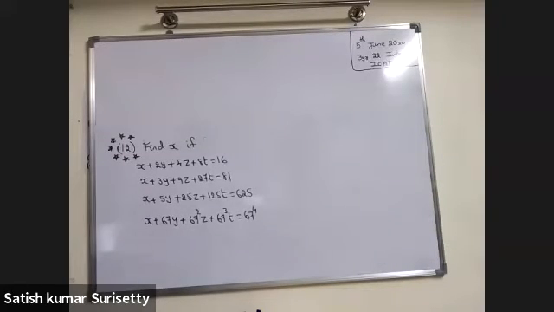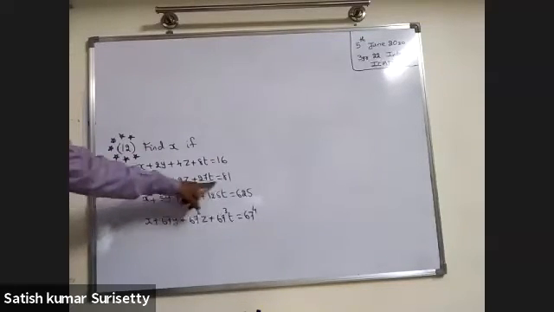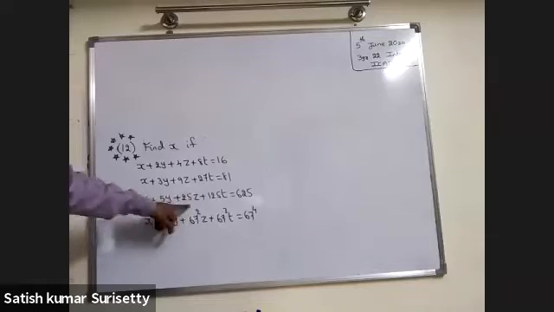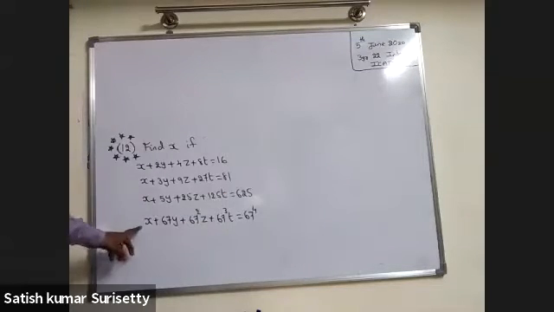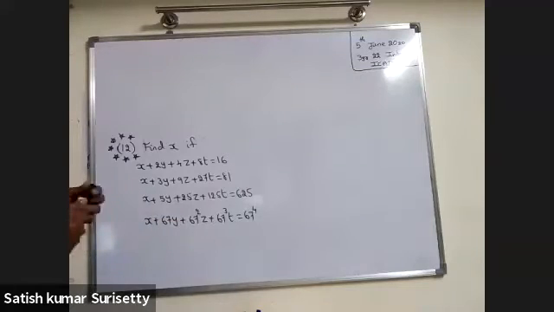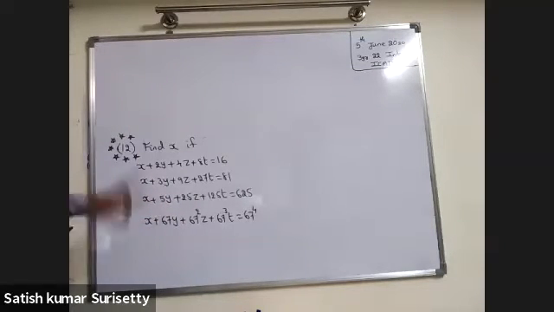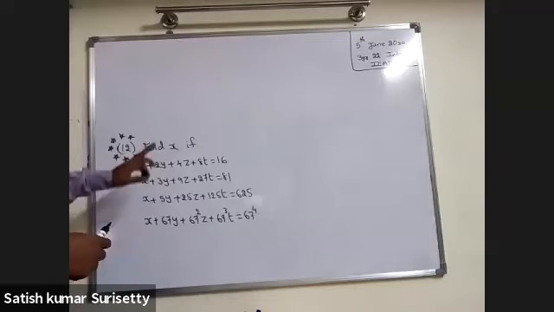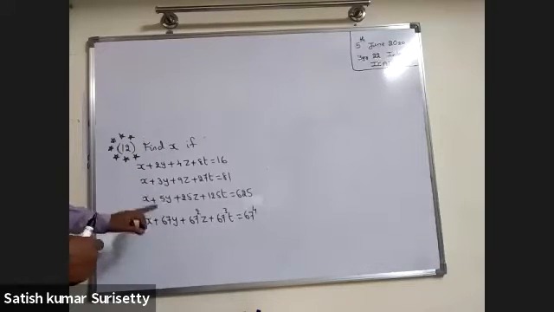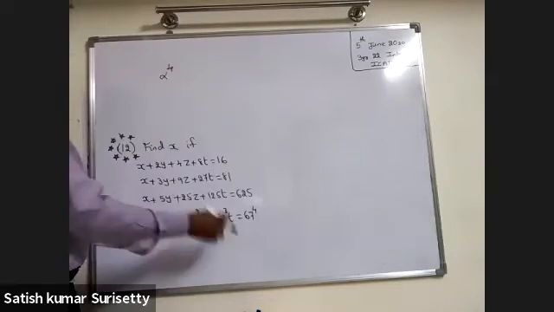Yes, sir. Sir, in 2010. Observe the coefficients: 1, 2, 2 square, 2 cube, 2 power 4. 1, 3, 3 square, 3 cube, 3 power 4. 1, 5, 5 square, 5 cube, 5 power 4. 1, 67, 67 square, 67 cube, 67 power 4. That means using these numbers, I can create a polynomial equation whose roots are 2, 3, 5 and 67.